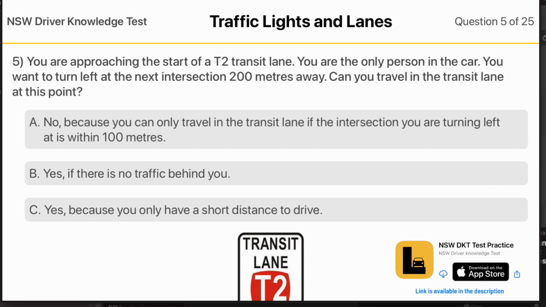You are approaching the start of a T2 transit lane. You are the only person in the car. You want to turn left at the next intersection 200 meters away. Can you travel in the transit lane at this point? No, because you can only travel in the transit lane if the intersection you are turning left at is within 100 meters. Yes, if there is no traffic behind you. Yes, because you only have a short distance to drive.